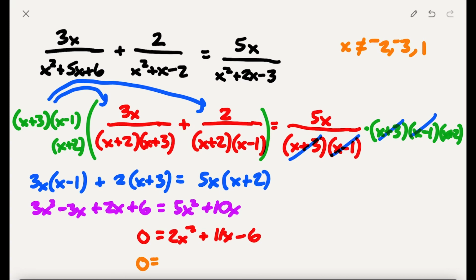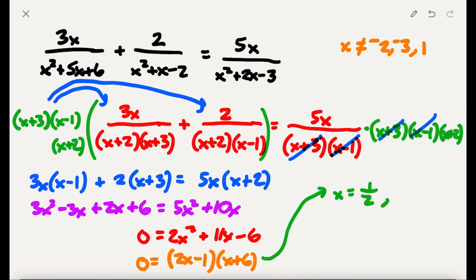All right, from here I'm going to factor this, and you're going to end up with 2x minus 1, x plus 6. It is worth noting that you could, if you wanted to, use the quadratic formula there as well. I just decided to factor it. And you're going to be left with x equals 1/2 and x equals -6. And none of those are excluded values, so that's our solutions for this one.